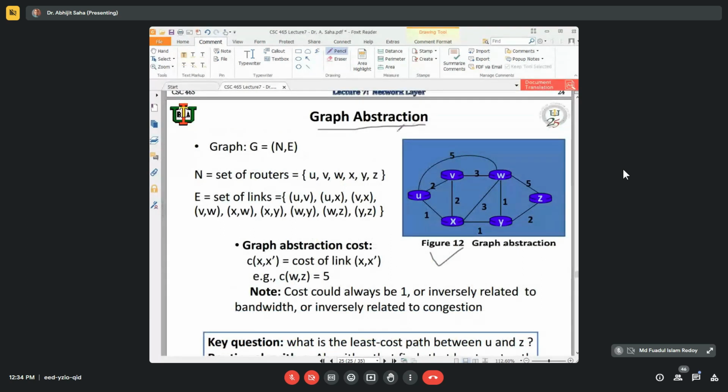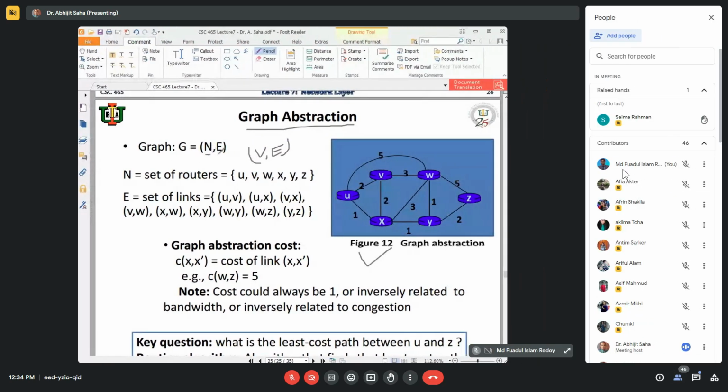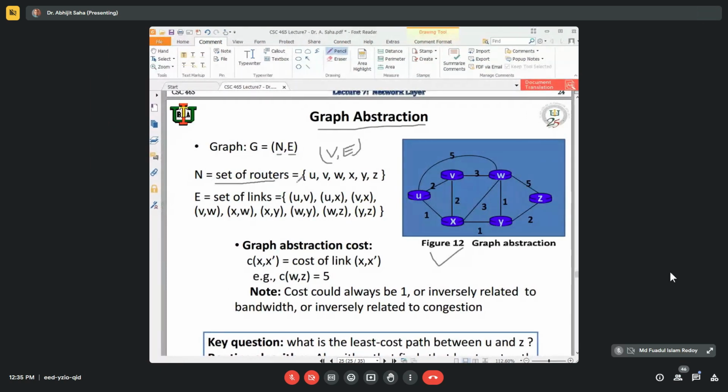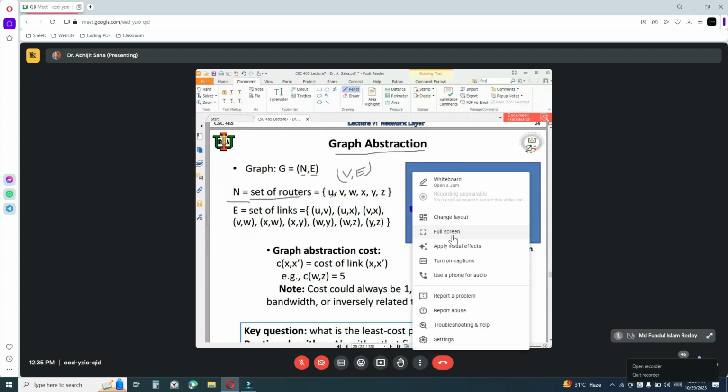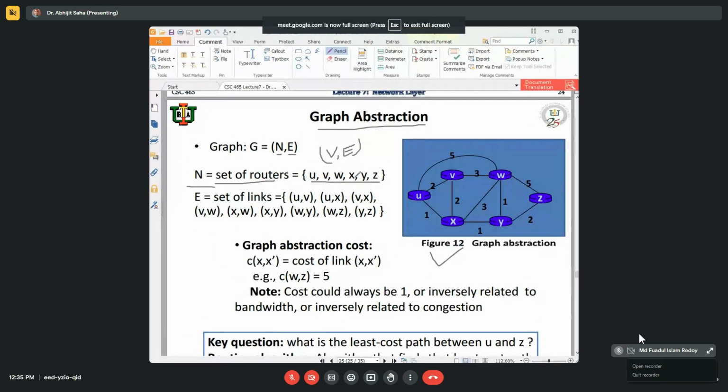To understand routing, we need to understand the graph abstraction. We know that a graph consists of vertices and edges. Here we consider G equals (N, E), where N is the set of routers in the graph. This is a graph example, figure 12. Here the routers are U, V, X, W, Y, Z. These are considered as N, the routers available in the graph.